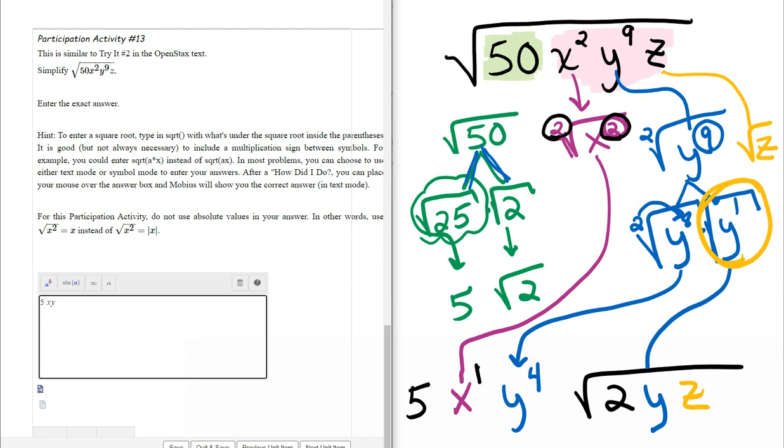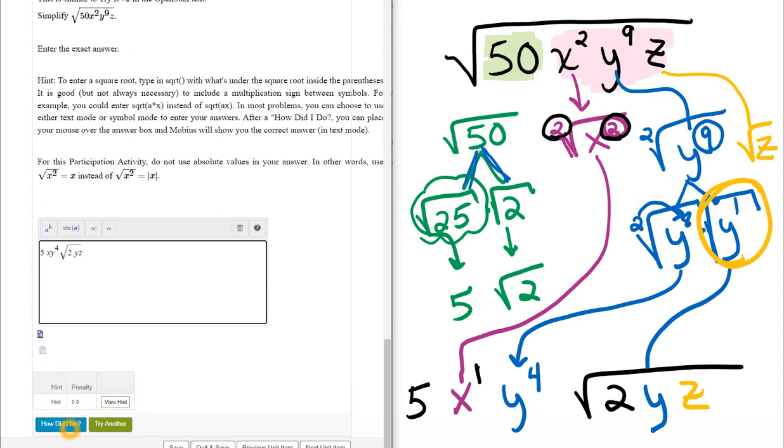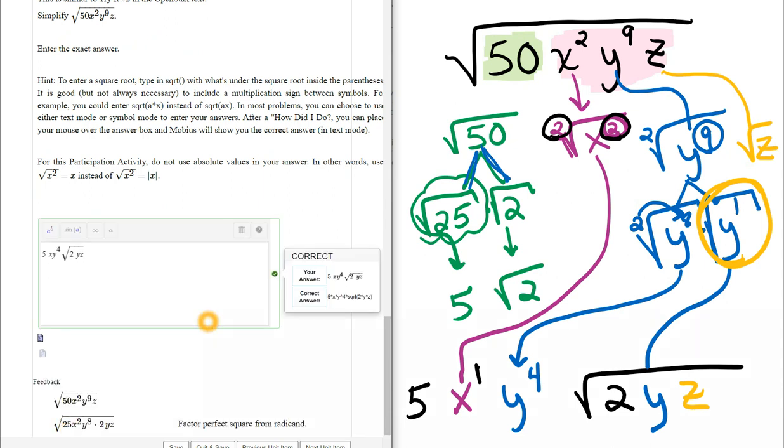5xy, and then I've got to put an exponent on it, and, oh, sorry, I always forget that they do that in this process here. There we go, got to get rid of that. xy, get up there to the 4th, bring it down, and then I need a radical. There's the square root sign, and then 2yz. And how did I do? Make sure I typed it in: 5xy to the fourth, square root of 2yz. And boom, it liked it.